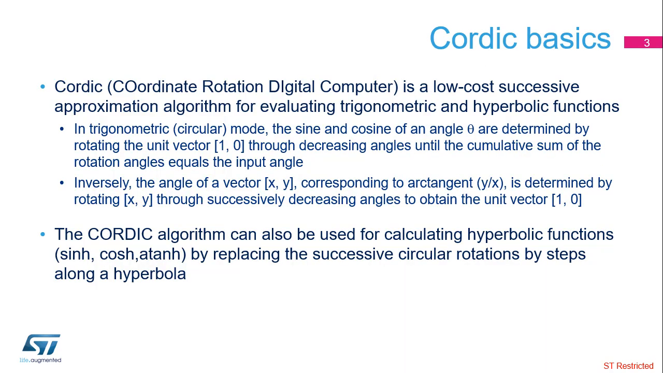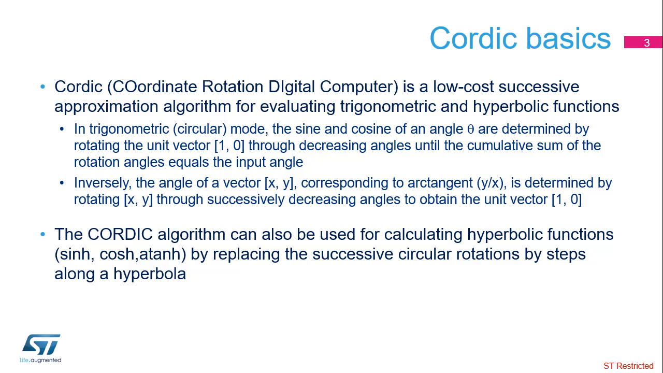CORDIC, which means Coordinate Rotation Digital Computer, is a hardware-efficient iterative method which uses rotations to calculate a wide range of elementary functions. In trigonometric or circular mode, the sine and cosine of an angle theta are determined by rotating the unit vector (1, 0) through decreasing angles until the cumulative sum of the rotation angles equals the input angle. The x and y Cartesian components of the rotated vector then correspond respectively to the cosine and sine of theta.